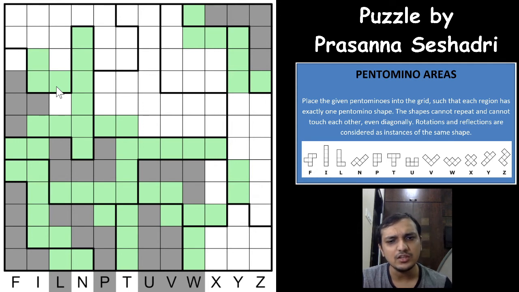So usually in most pentomino areas puzzles, you will come across a scenario where you will have to look out for which exact letter or exact pentomino goes in which area. If you see here, this is helping us. What are the possible areas where an X pentomino can be placed? There are exactly 2 possible areas.